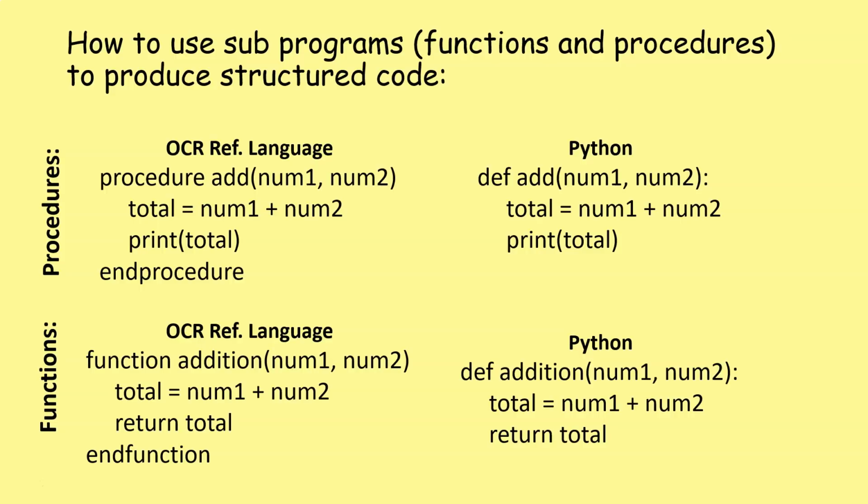In Python, we don't have to distinguish between procedures and functions in the header. We just say def addition, num1, num2, add number 1 and 2 together as total, but we must have return total. That's how we know whether we're dealing with a Python procedure or a Python function. Procedures don't have the return statement, functions do in Python.